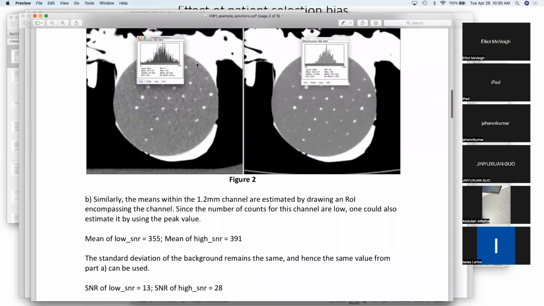Again, here's an example of those histograms, right? You put an area in the background, an area in the background, and this histogram is wider than this one, right?